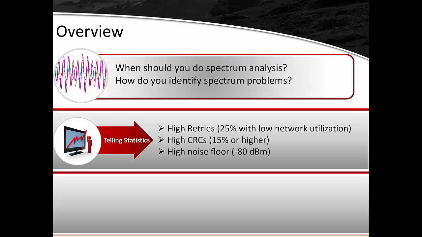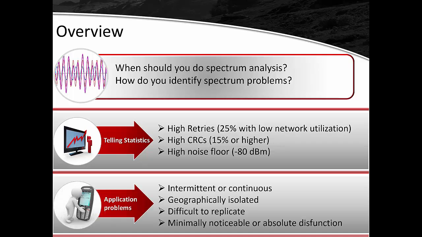Some statistics can be useful in determining if you should perform spectrum analysis. For example, in your protocol analyzer, if you see a lot of retries, say 25% retries, but yet there's low network utilization, this would tell you that maybe there's some interference that's causing corruption of your frames. You could see the interferers that are non-Wi-Fi with a spectrum analyzer. High CRCs, 15% or higher, or a high noise floor, meaning something is causing RF noise in the environment. A spectrum analyzer can help you to find all of these things.